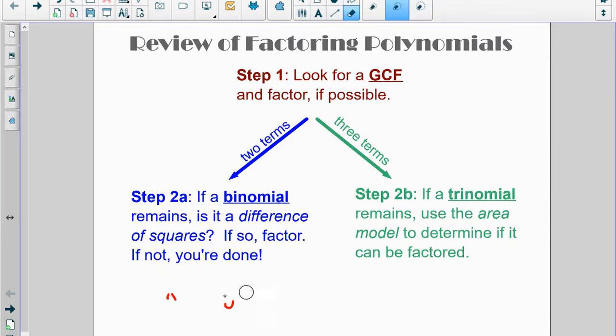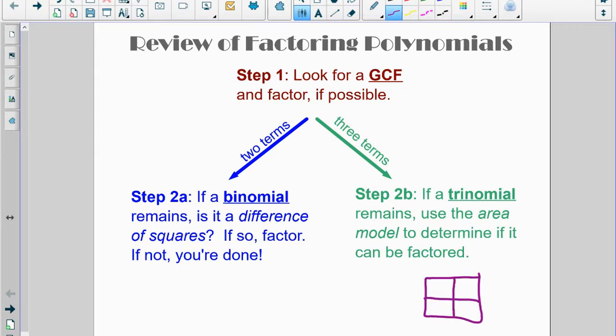Step 2b says if a trinomial remains, so 3 terms left, we use the area model to determine if it can be factored. Remember, that's where we are using our boxes. We've worked on factoring trinomials a lot in this unit. So we know that the first term goes in the first box, the last term goes in the last box, and we try to figure out the other 2 boxes that add up to the middle term of the trinomial. So we check to see if that is possible. That's pretty much it. That's the only way. Even with perfect square trinomials, we still use the area model to show that.